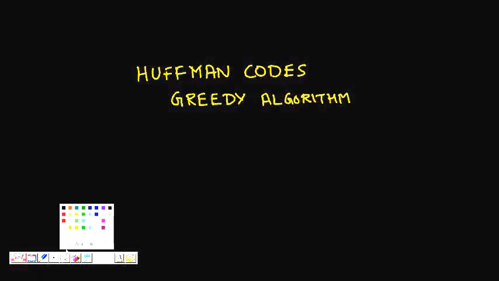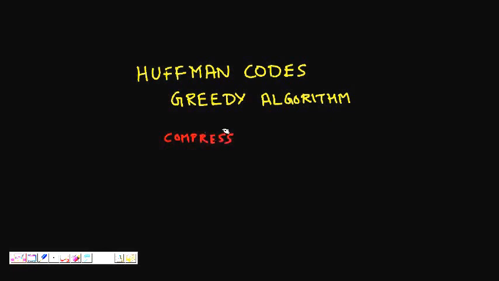In this lecture, we are going to learn about one compression technique. We want to compress data and make its size smaller. For that, one of the main algorithms is Huffman coding.